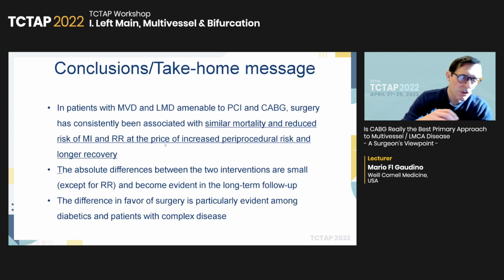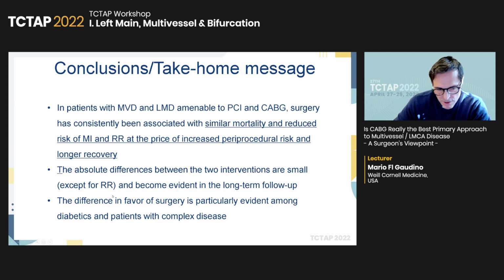So my conclusion in patients with multivessel disease and left main amenable to both treatments is that surgery has consistently been associated with similar mortality and reduced risk of MI or repeat revascularization at the price of an increased periprocedural risk and longer recovery. It is important to know that the absolute differences between the two interventions are small, with the exception of repeat revascularization, which again is the least important outcome, and they become evident in the long-term follow-up.